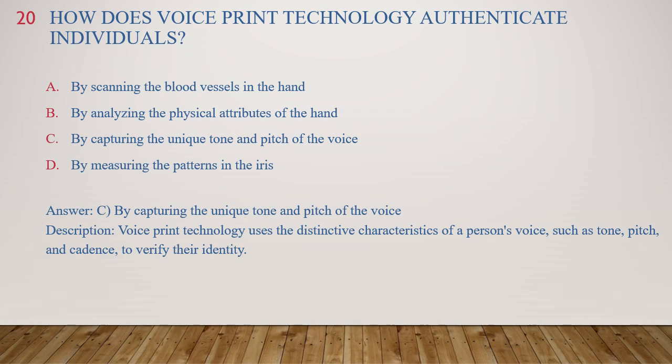Authentication. When the user wants to authenticate, they speak again into the microphone. The system extracts features from their current voice and compares them to the stored voice print. Verification. Using complex algorithms, the system calculates a similarity score between the current voice and the stored voice print. If the score is above a predefined threshold, the user is authenticated. Therefore, unlike the other options, voice print technology focuses on analyzing the unique characteristics of an individual's voice, not their hand or iris.